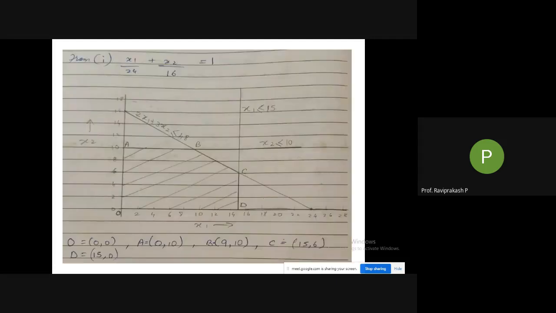If you see here, it is x1 by 24, x2 by 16. That means 24 and 16 are my points here. 24 is here, then 16 is here. So I'm drawing a line with the equation 2x1 plus 3x2 less than or equal to 48. Next, what is the next point?